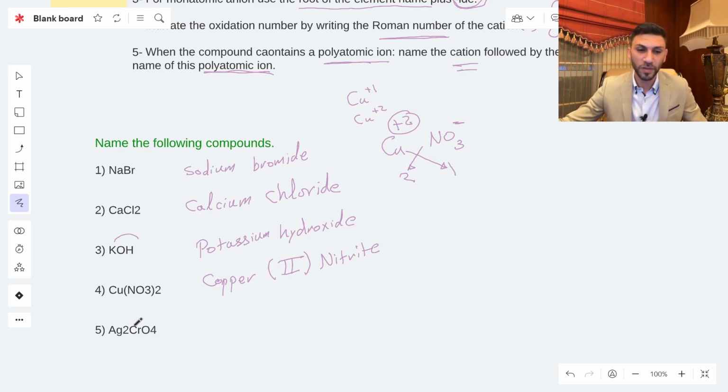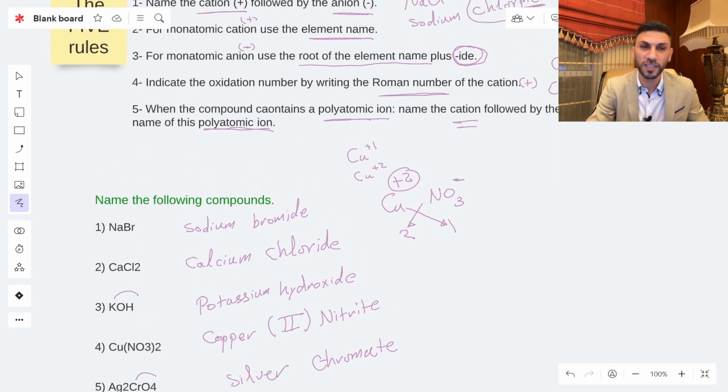Last example, this polyatomic ion, CrO4, is the chromate. And then the Ag is the silver. So it's going to be silver chromate.